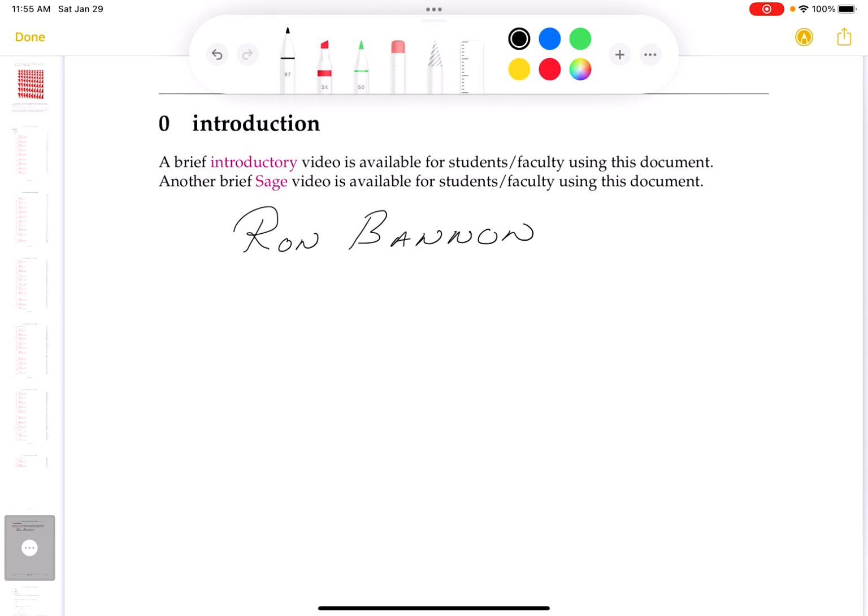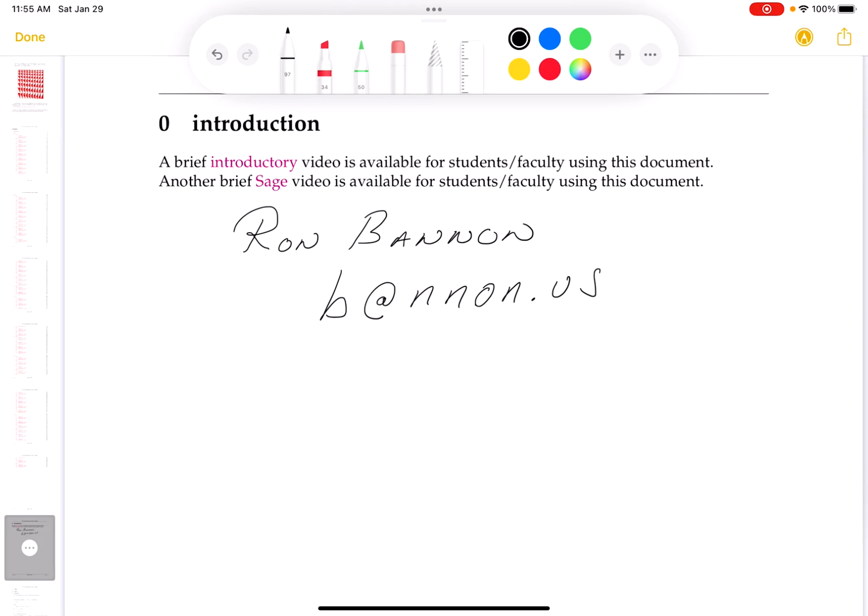And again, if you need to reach out to me, my email address is Bannon. That's B as in boy, the @ symbol, NNON.us. All right? So again, my name is Ron Bannon. And my email address is B as in boy, the @ symbol, NNON.us.